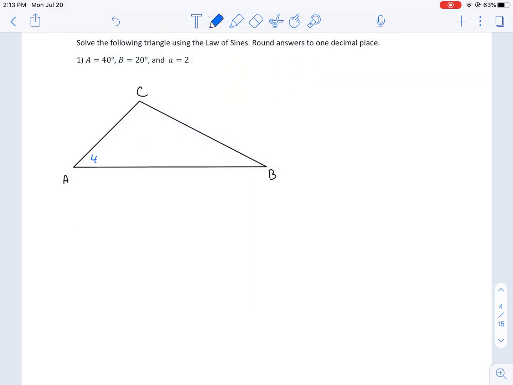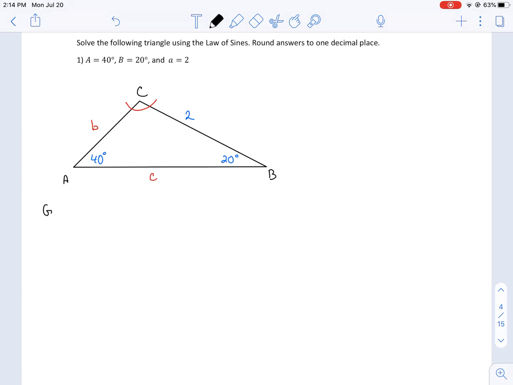So I'm going to go ahead and insert the given information into this triangle right now. So what is left is side length B, side length C, and then angle C.